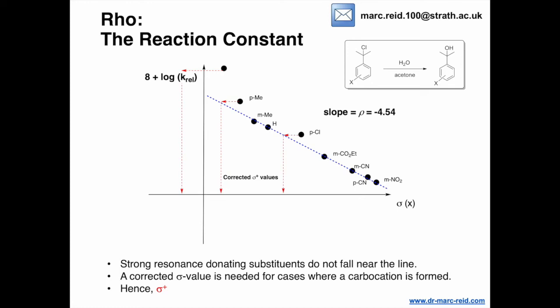The original Hammett substituent constants are simply not appropriate for such reactions, as those original sigma values do not tell the whole story. There is a similar case for reactions involving the formation of a formal negative charge, sigma minus values, but we will not go into this in detail here. Let's take a closer look at sigma plus.